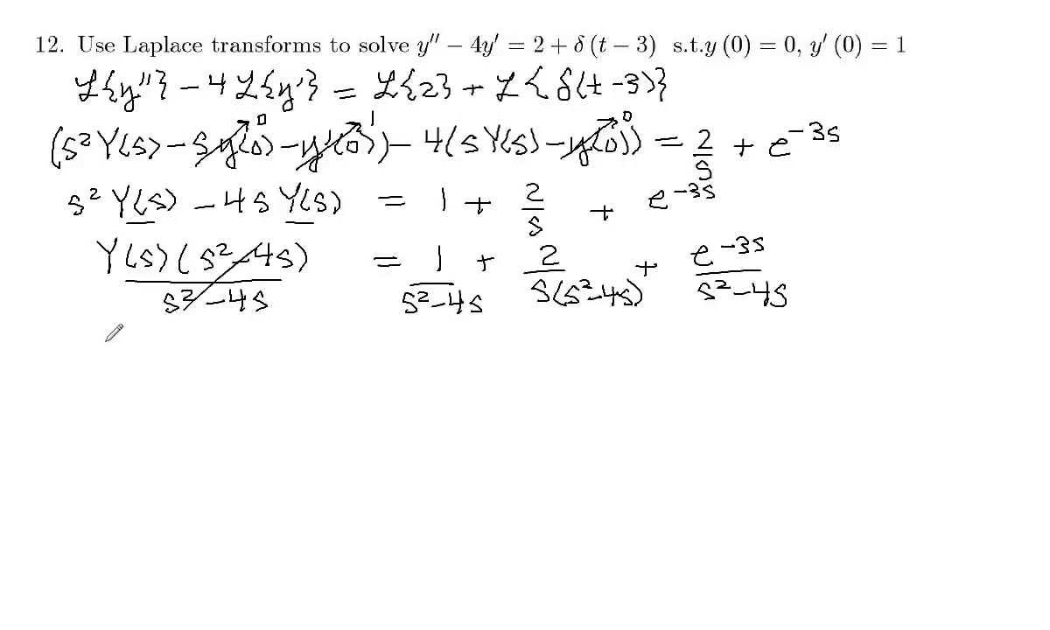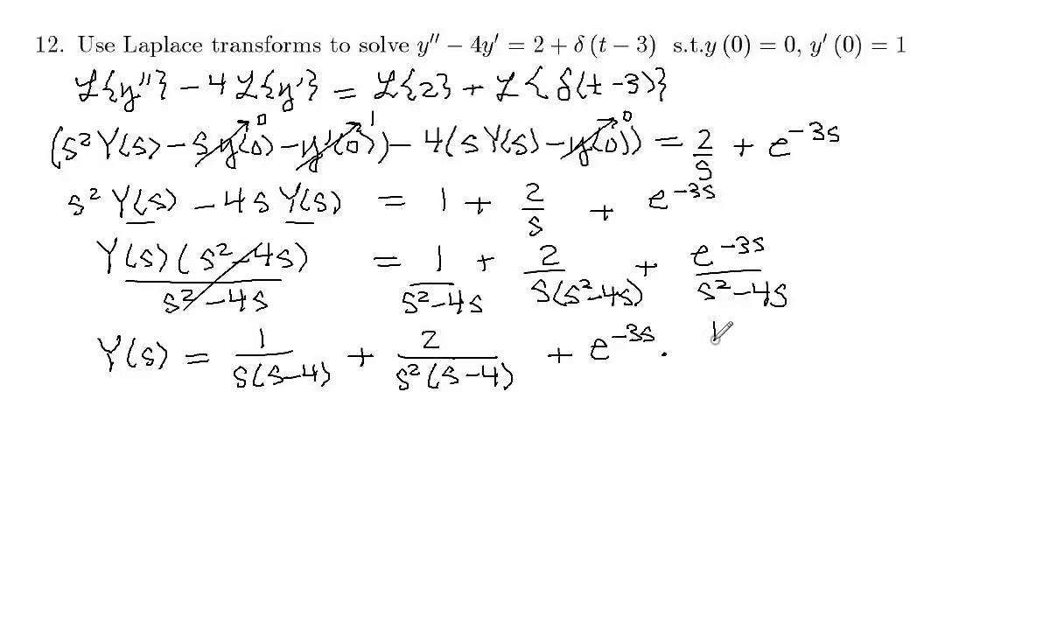And these cancel, and so now we've got our Y of s. And then notice there's a common s in there, so that factors, that's actually s times s minus 4, which is going to need partial fractions. And then same thing here, we can factor out that s, and we'll have an s squared on the outside times s minus 4. And that's going to need partial fractions. And then plus, pull the e to the negative 3s out in front, times 1 over s minus 4.